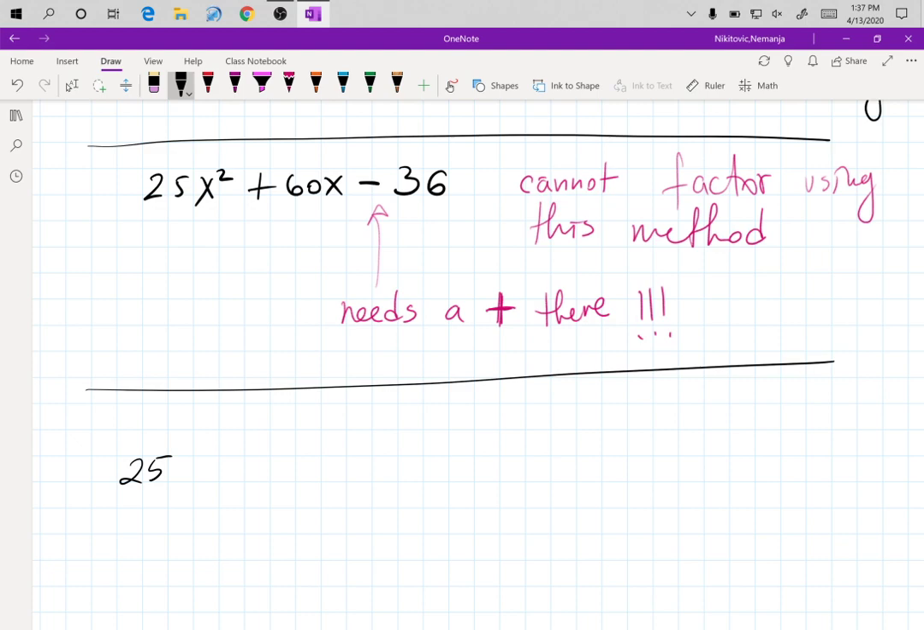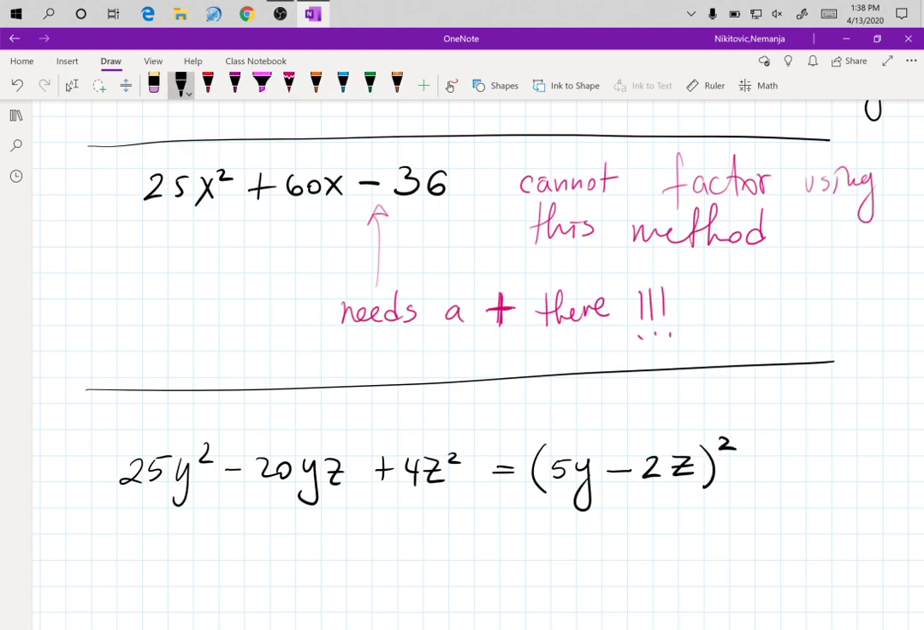25y squared minus 20yz plus 4z squared. So we see perfect squares on both ends, so let's try. That's 5y, square root of 25 is 5, and then we have a y. Sign of the second term is negative. The third one has a positive, so we can go ahead with the method. Square root of 4 is 2, and then we have a z, and put everything squared.